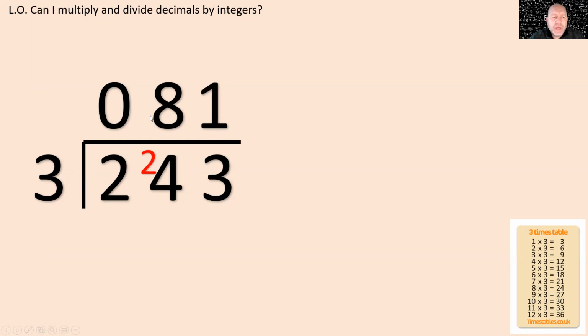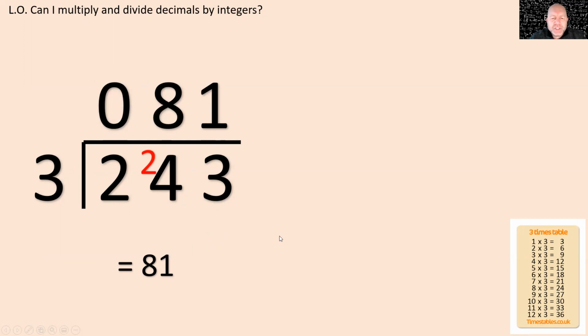There's 1. Okay. Now I know I put a 0 here. That was just to push all the other digits along so they were in the correct place. But the actual answer is 81. This 0 has no value. It simply works to push the digits across. Okay, so the answer is 81.